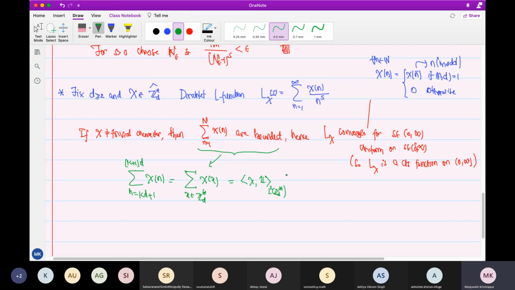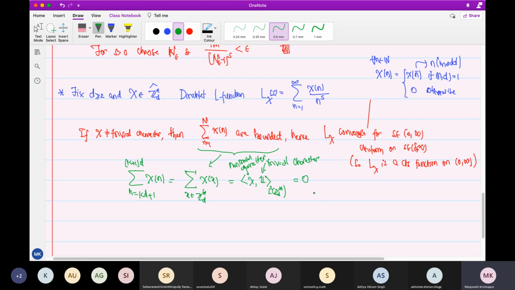So that is 0 always, because these are two characters. This is the trivial character, and this is a non-trivial character. So the inner product is going to be 0 because we know that characters are orthogonal to each other in the L2 of the group. Therefore, we get that this is 0.